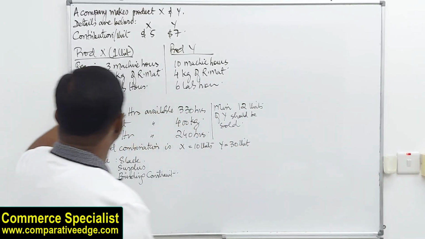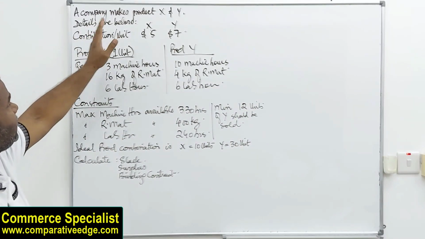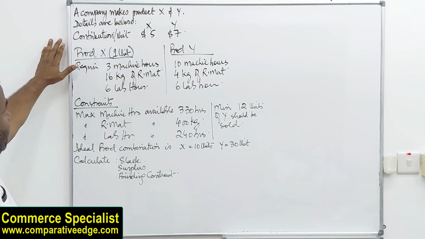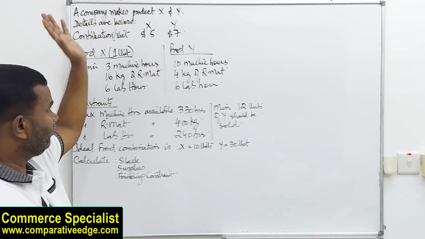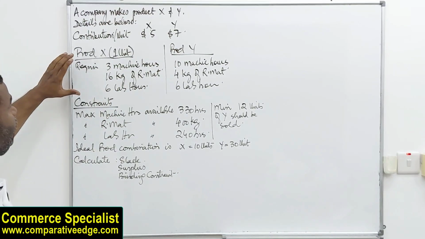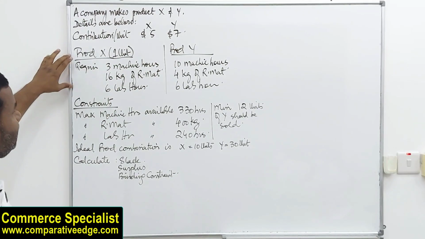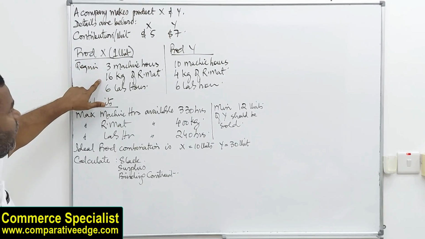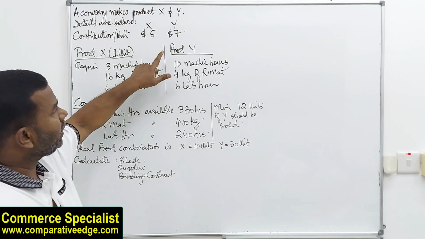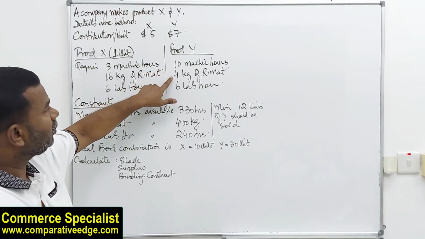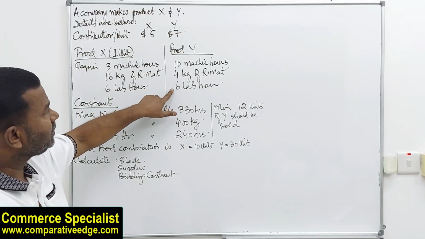So here it says a company makes two products, X and Y. Details are given below. Contribution per unit for X is $5 and Y is 7. So we don't need variable cost. One unit of product X requires 3 machine hours, 16 kilograms of raw material and 6 labor hours. One unit of product Y requires 10 machine hours, 4 kilograms of raw material and 6 labor hours.